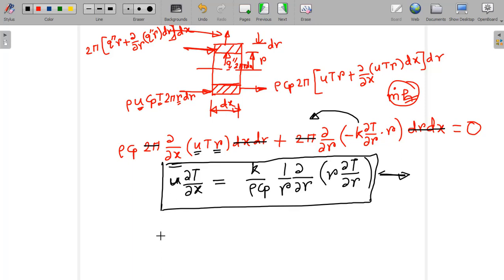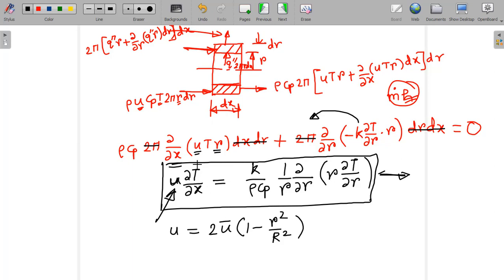What you can do is that for this u you just write 2u bar into 1 minus r square by capital R square. For the Poiseuille flow, already we have derived the velocity profile in a fully developed flow, so you just use this relation for the u.